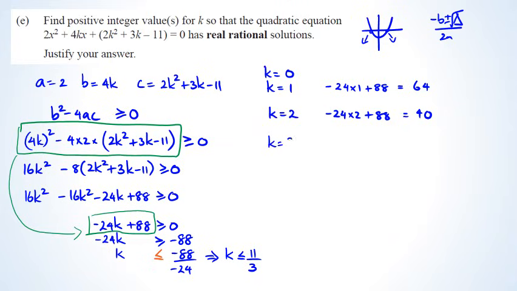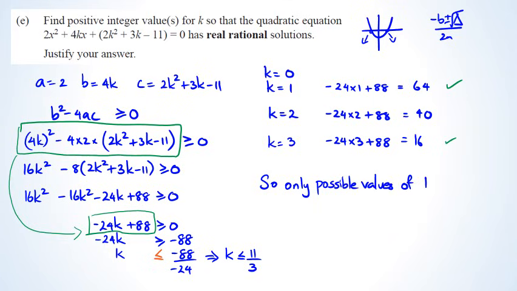And when I put k equals 3, I get negative 24 times 3 plus 88, and that's equal to 16. Also a square number. All right, now we can't obviously have k equals 4 because we know that k has to be less than or equal to 11 over 3. So the only possible values for k are 1 and 3.